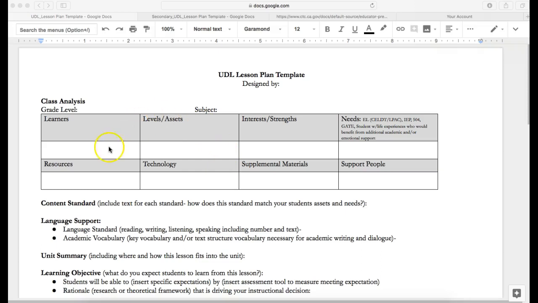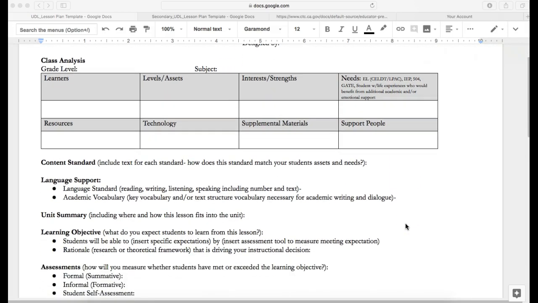So as you can see, best practice means that you go through and you take a look at your whole class, and then you also look at some of the students who might need those extra supports. So for example, if you have a student who has an IEP, then you're going to want to make sure to list any IEP goals that you would be responsible for as a teacher in that class. It's very important to make sure that you look at the levels and the assets that your students have, and then also their interests and their strengths. So we also ask you to look at resources, what technology access you have, any supplemental materials, and then also some support people that you might have in your class.